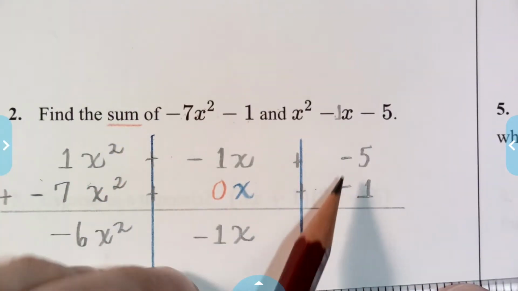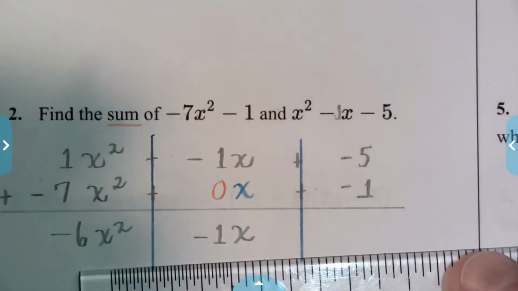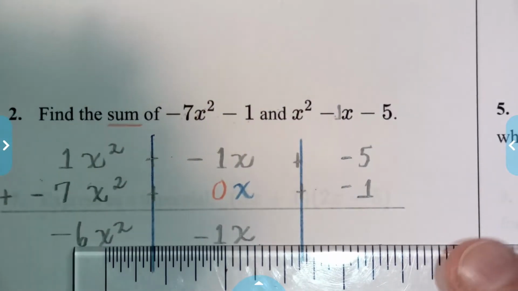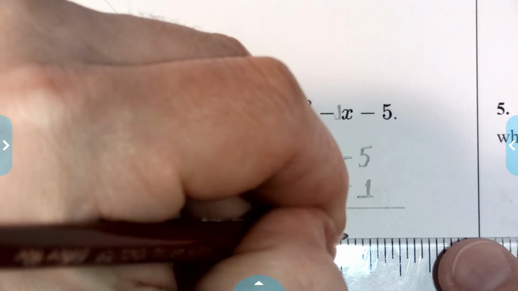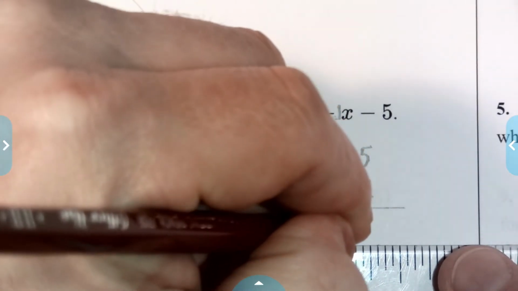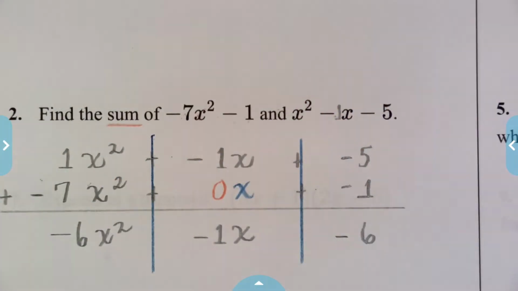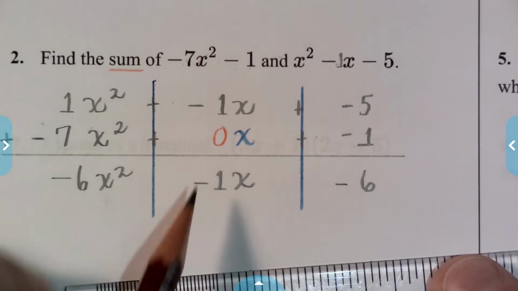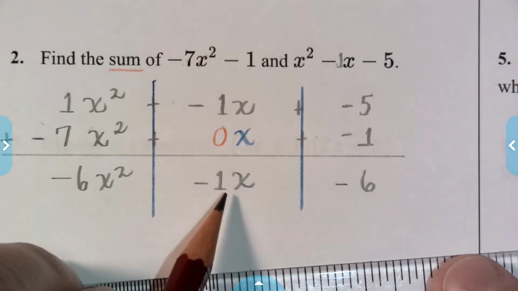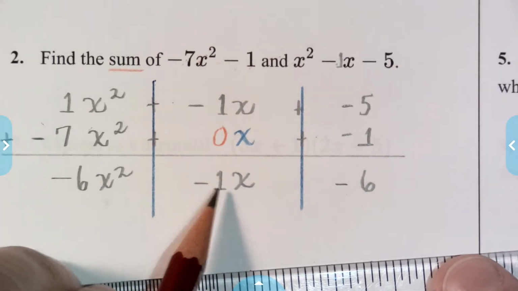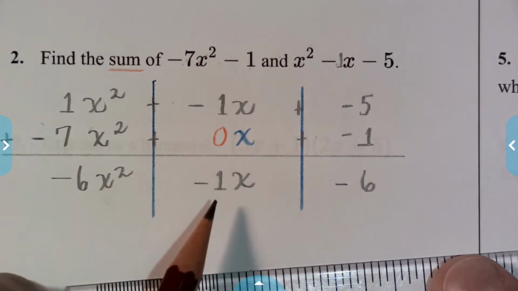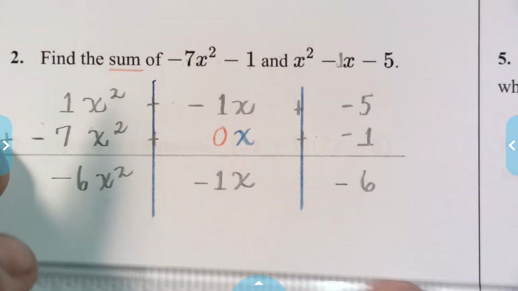And now we have negative 5 plus negative 1. Okay, so you're adding two negatives. You're going to end up with a larger negative or a greater magnitude negative number, which will be negative 6. Okay. All right, so now when we combine these together and make it pretty, I'm going to drop that 1, and I'm just going to write negative 6x squared minus x minus 6.